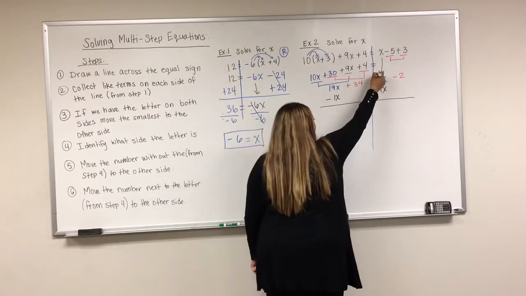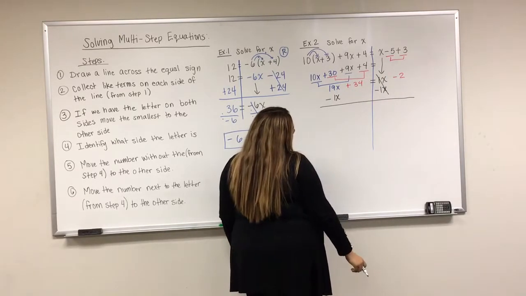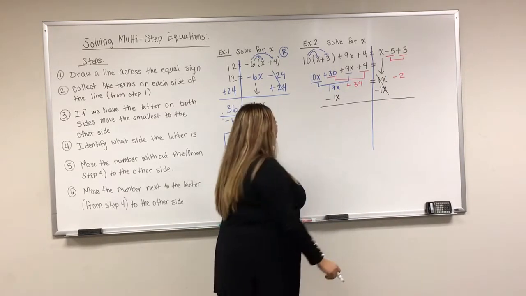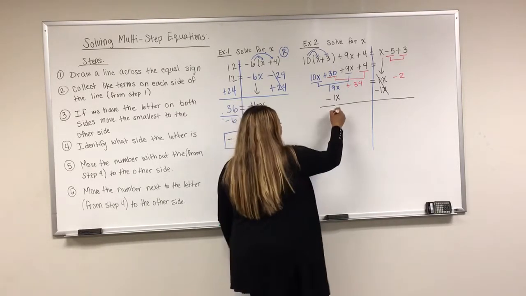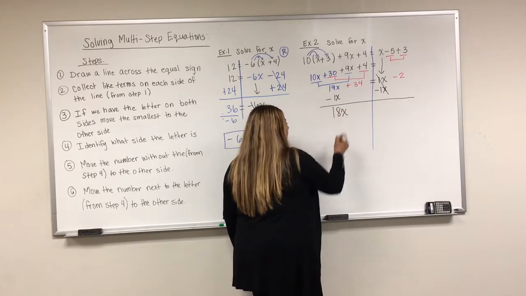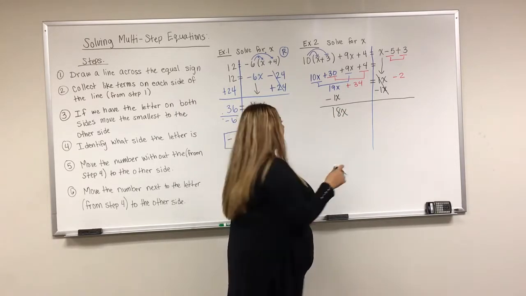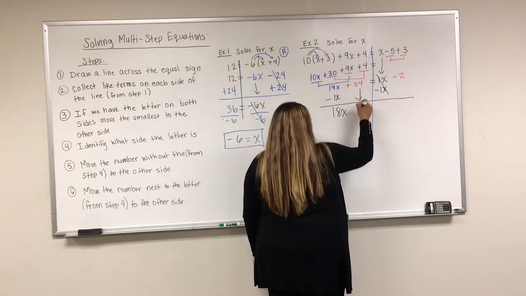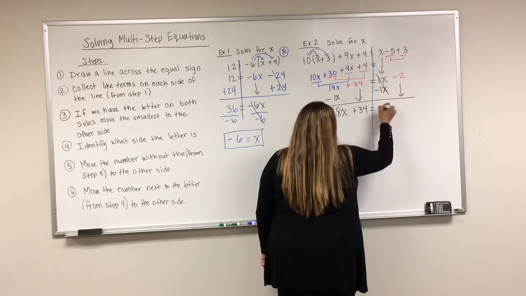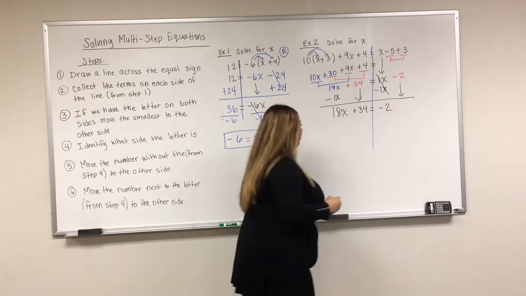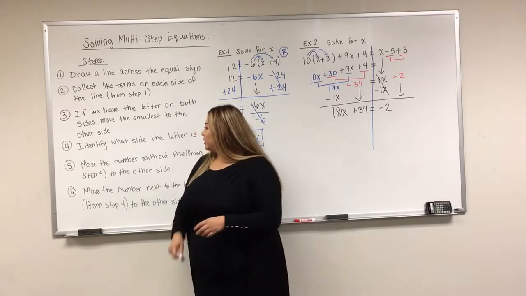On the right-hand side, the -1x and the 1x are going to cancel out. On this side, we got 19 minus 1. 19 minus 1 gives us 18x. Everything else, we're going to drop it down. Plus 34 equals -2. Moving on to the next step.